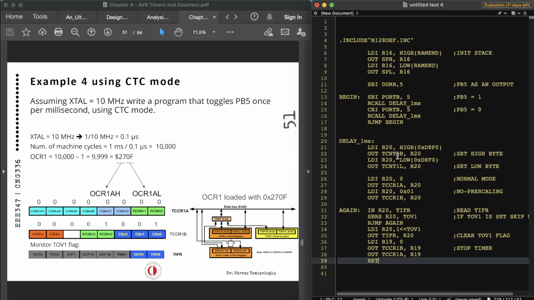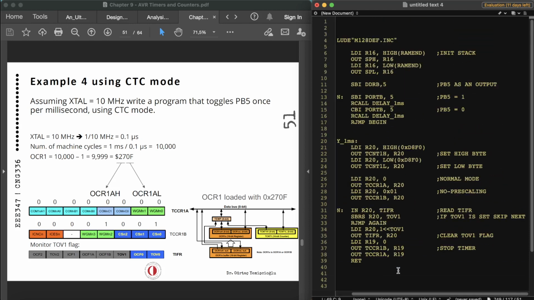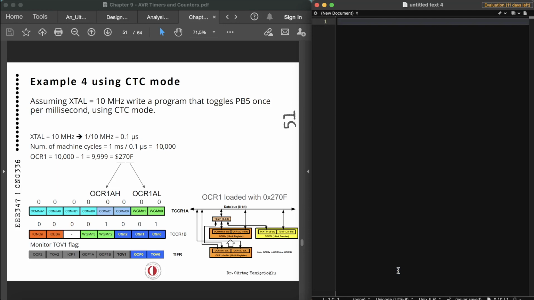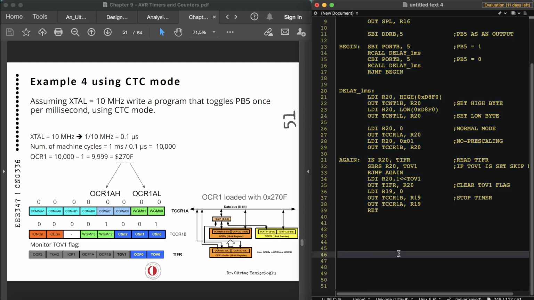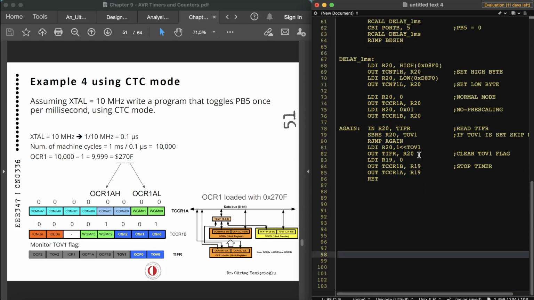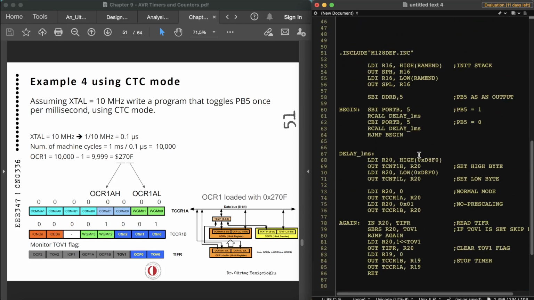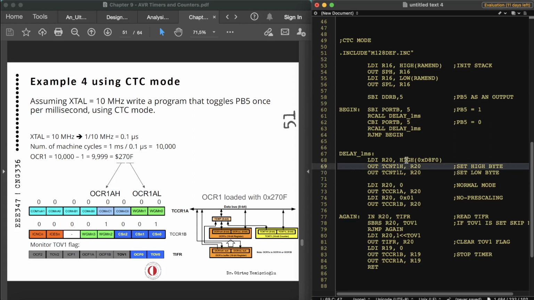So TCNTs, maybe I can just put this down. Let's copy this. Oops. And let's have it over here. So let's say CTC mode. So I will make the modifications over here, then I can get rid of that because we are not going to set anything in the TCNT, so they are going to be 0x00.